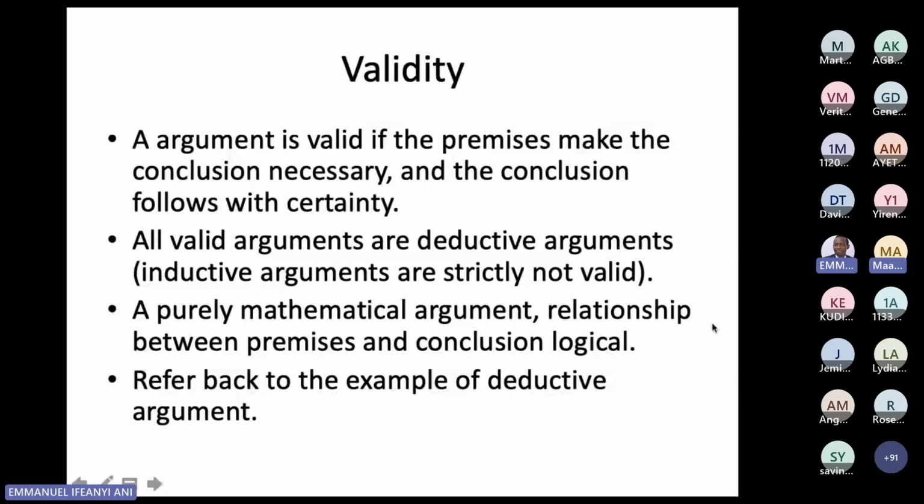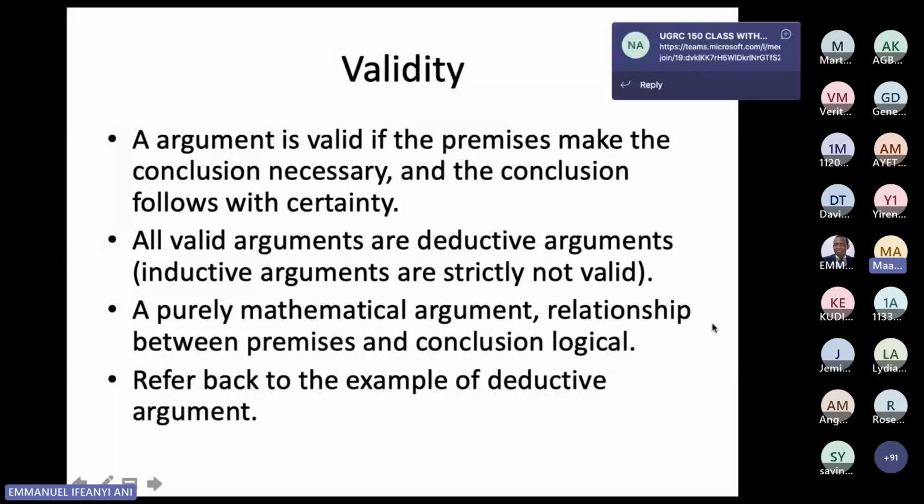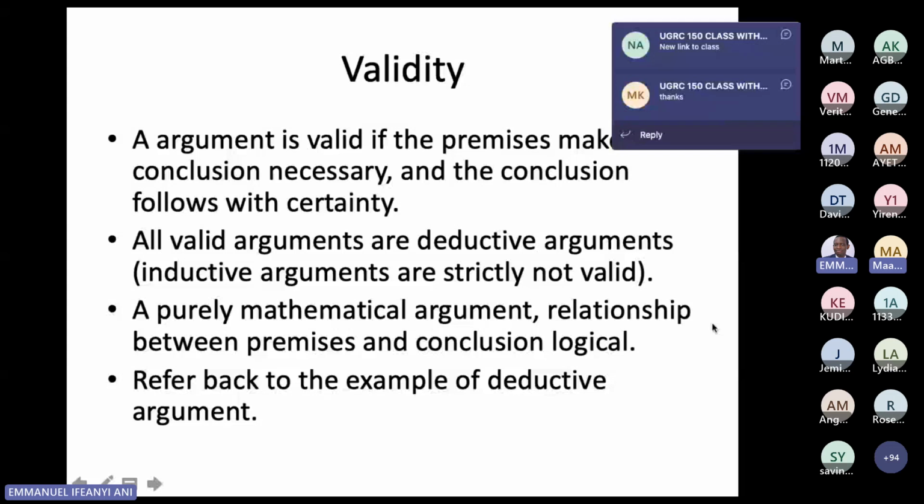An argument is valid if the premises make the conclusion necessary and the conclusion follows with certainty. Okay. So when we were talking about 2 plus 2 equals 4, we were saying 2 and 2 are the premises, and the conclusion is 4. So the premises 2 plus 2 make the conclusion 4 necessary, and the conclusion 4 follows with certainty.